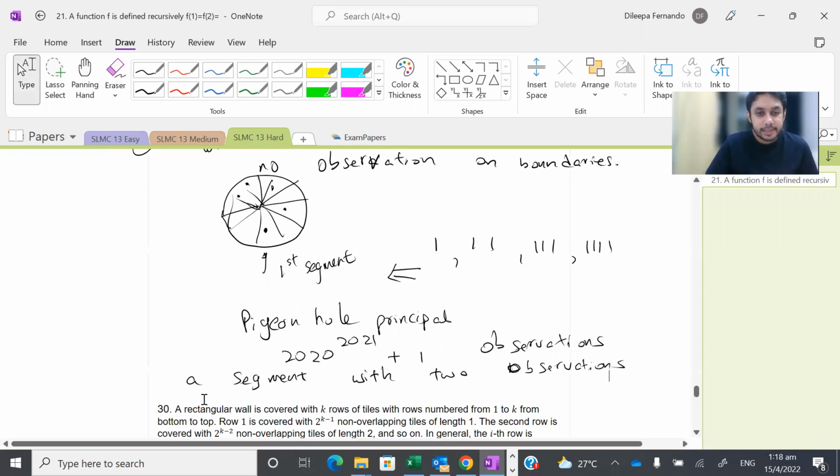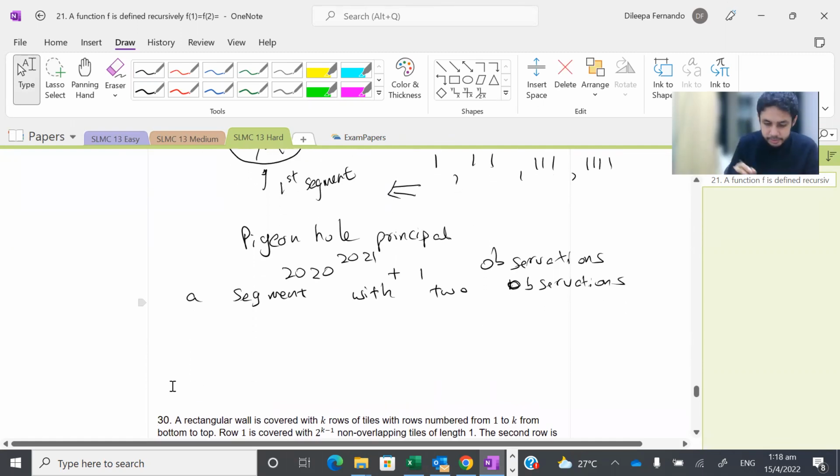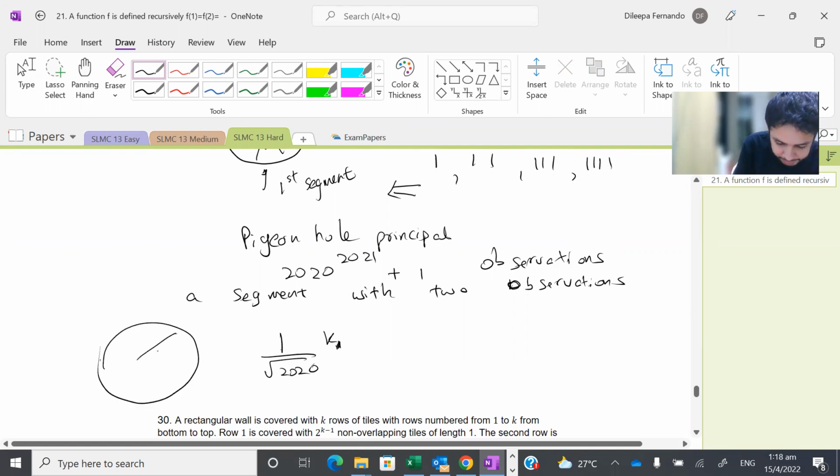So let's say that K1 also falls in one segment. Let's say this is the segment, and K2 also falls in the same segment. Now let's consider the difference.